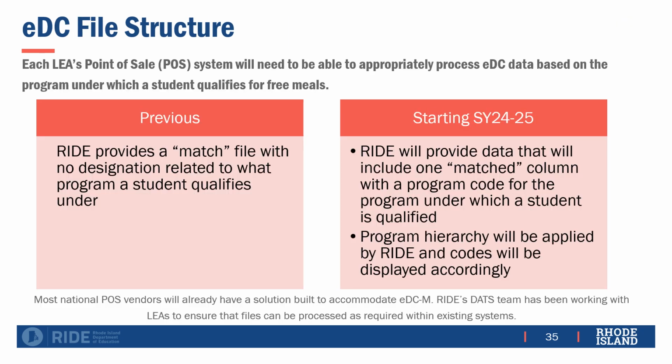While we will use the same process for transmitting direct certification data, moving forward, the actual match file will look slightly different. LEAs will now receive information on which program, SNAP, Rhode Island Works, foster care, Medicaid free, or Medicaid reduced, that a student qualifies under. This matching data must be appropriately processed at the LEA level to ensure that the student eligibility is conferred based on the correct program and the correct benefit level.